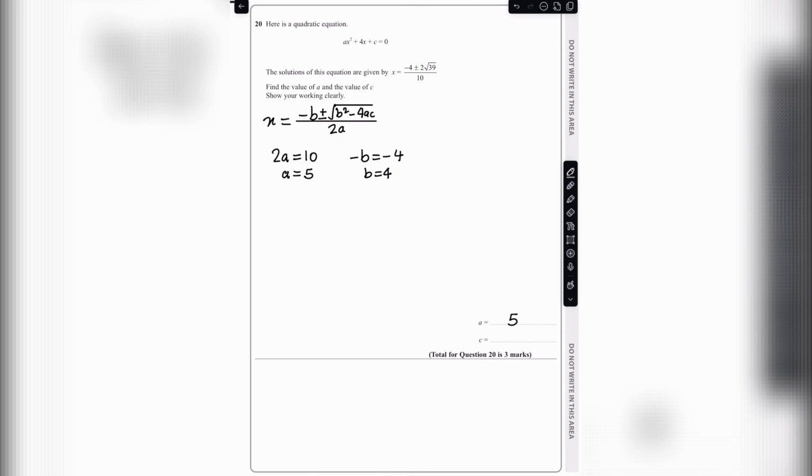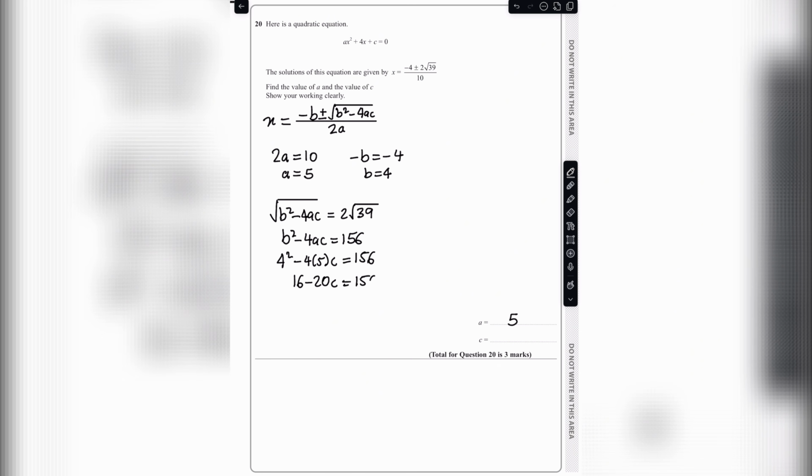And for the second term in our numerator, which is the square root of b squared minus 4ac, we can set this equal to 2 root 39 and solve for c. So if we square both sides, we have b squared minus 4ac, and that equals 156. And when we substitute our values for a and b, we have 4 squared minus 4 times 5 times c, and that equals 156. So 16 minus 20c equals 156. Therefore, 20c equals 16 minus 156, and that equals minus 140. So the value of c equals minus 140 divided by 20, and c equals minus 7. And these are your final values.